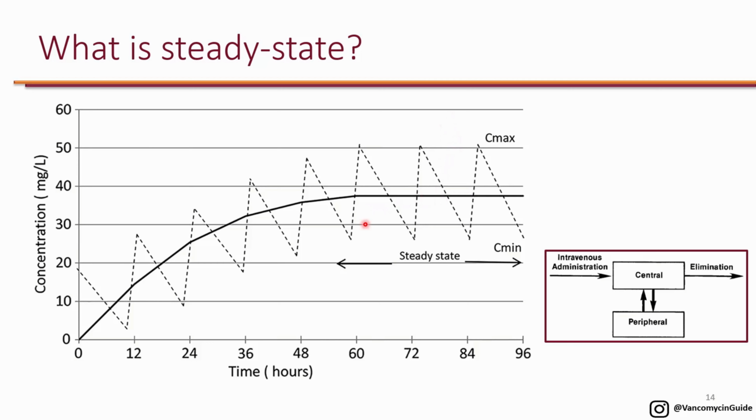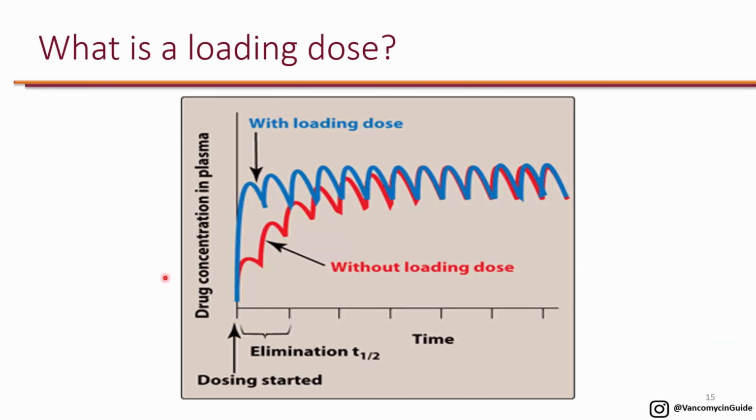So you want to get the levels during steady state. On the other hand, this raises an issue that before we get to steady state, we will actually be underdosing vancomycin. So one way to battle this is to actually give a loading dose.